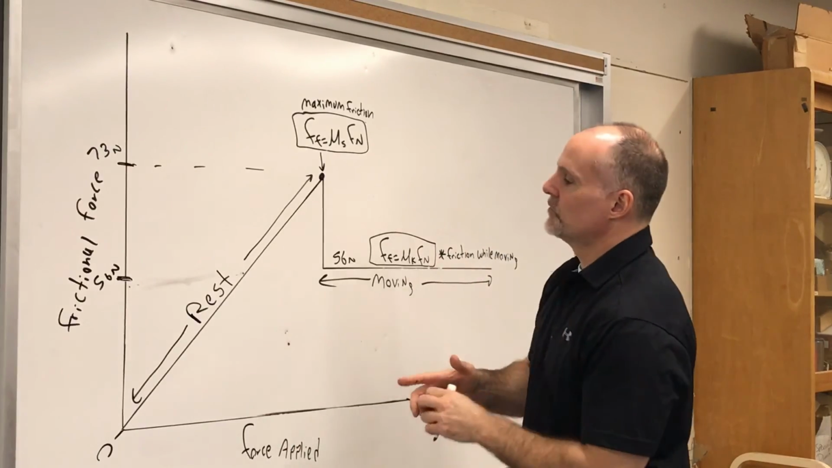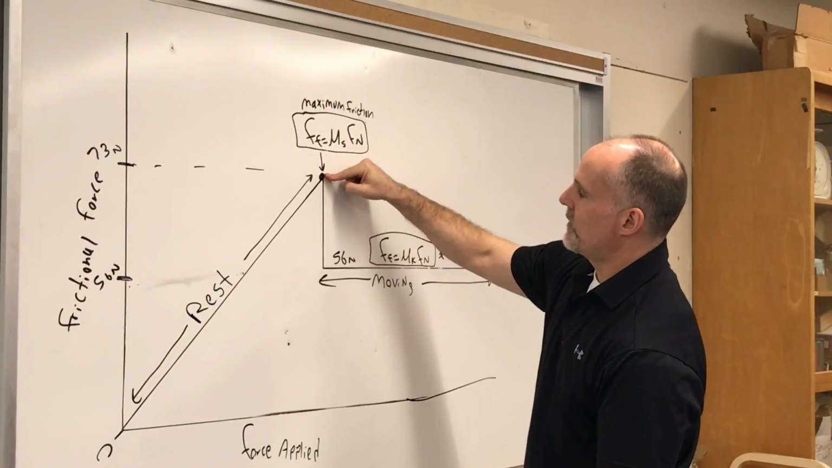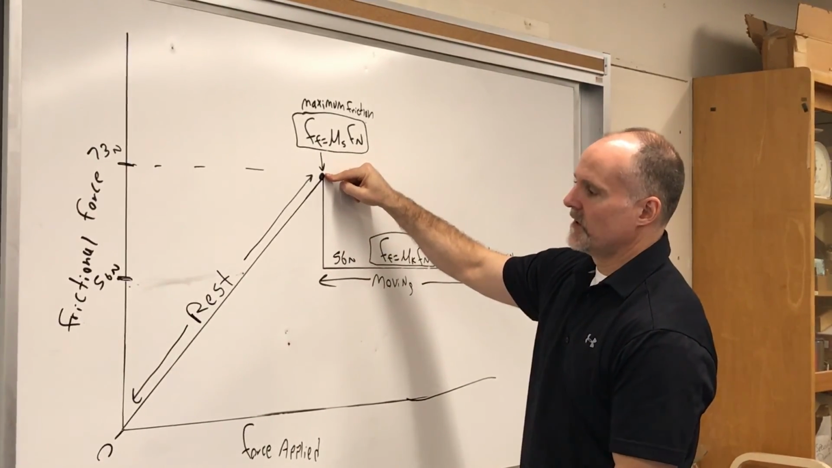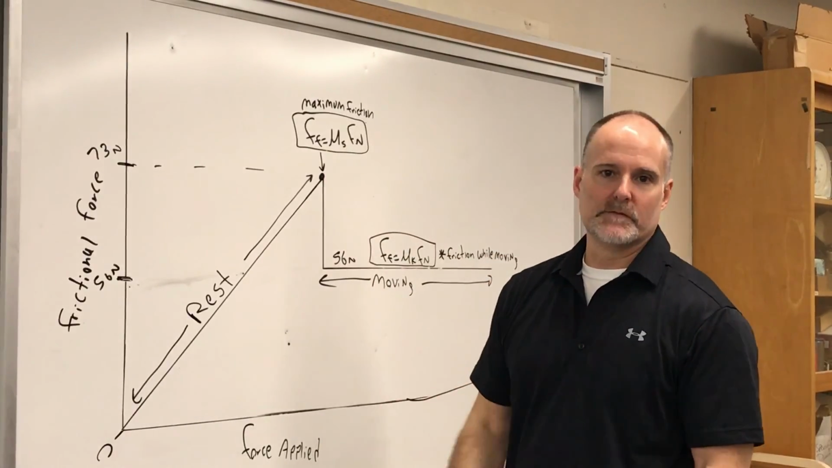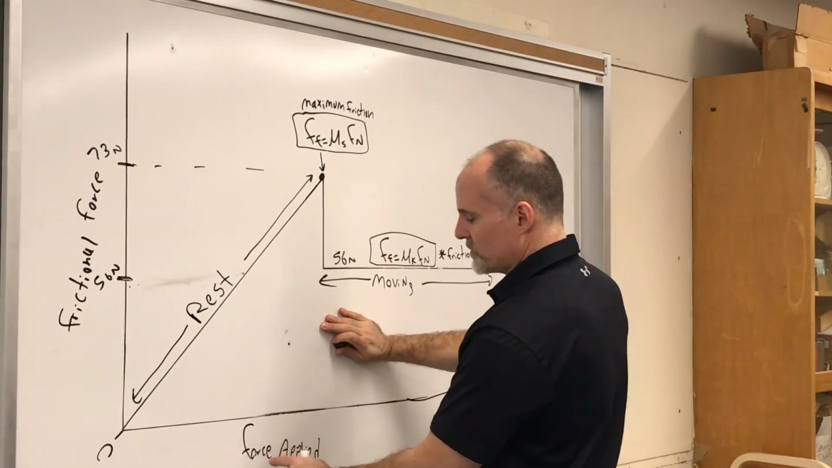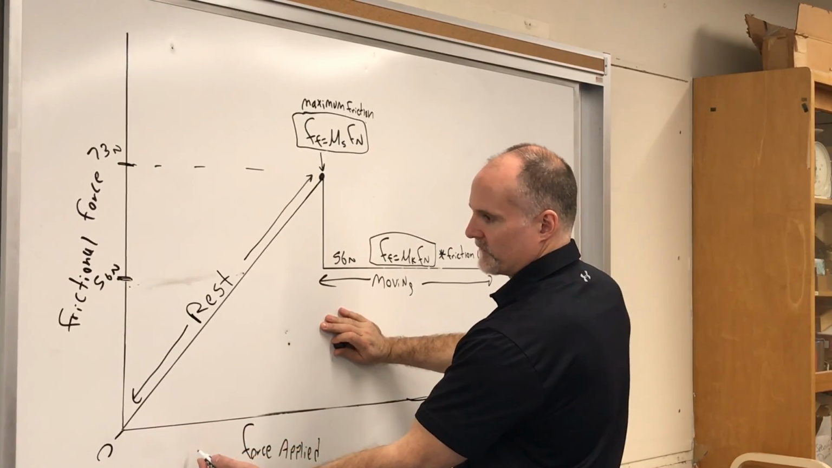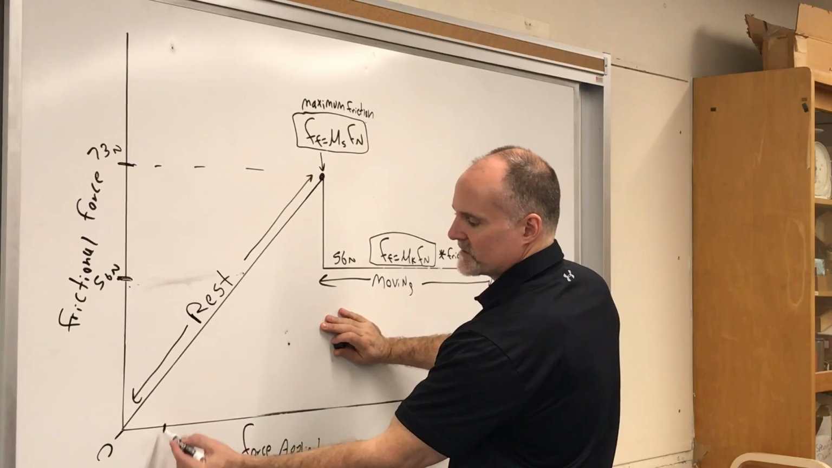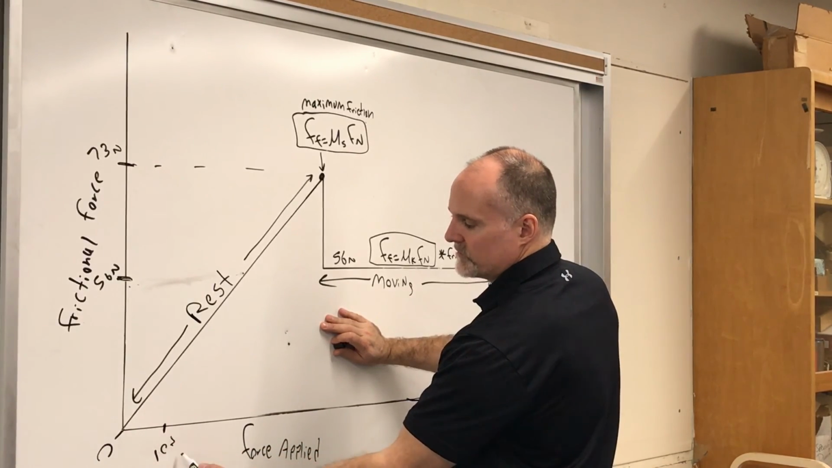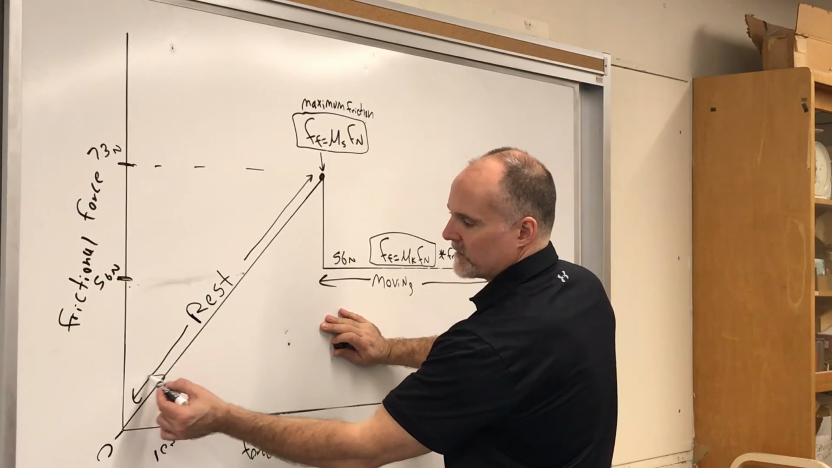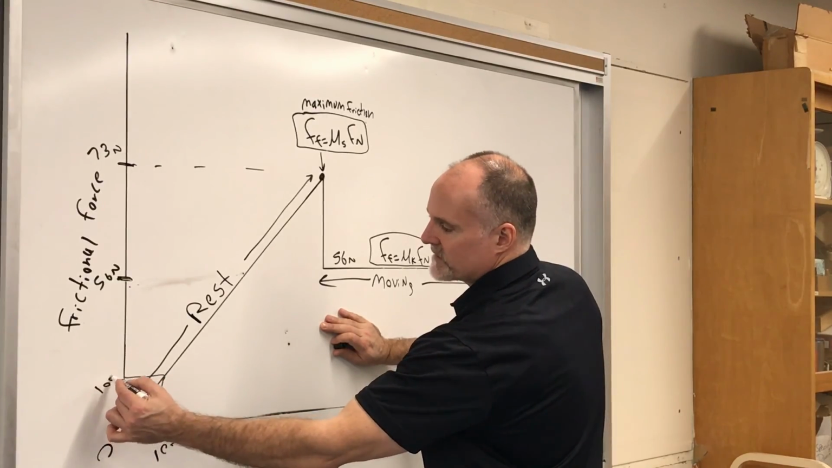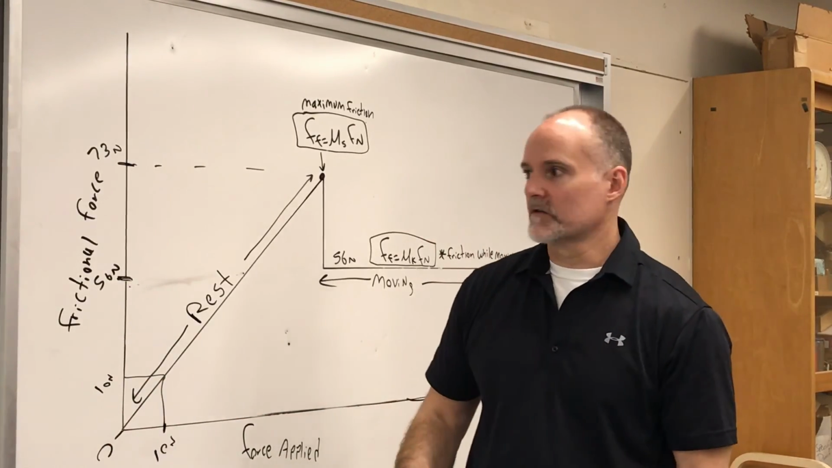So you need to reach this point up here for the object to move. So what happens if you don't have enough to move it? Well, your frictional force is always going to be equal to your applied force. For instance, if I apply 10 newtons on the block, right, the frictional force will be 10 newtons, because that's Newton's third law.